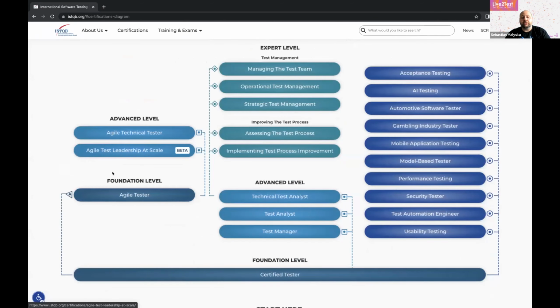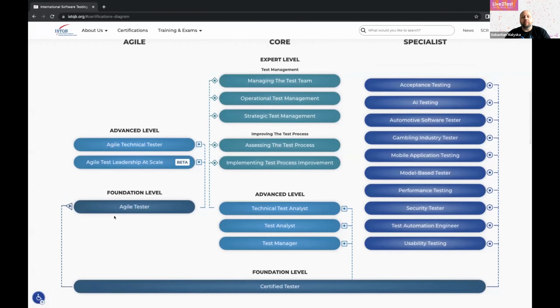Of course, our presentation of the portfolio. So we see again our foundation, which is the basics for everyone. We see three streams: agile, core, and specialist. And we see that in agile we have yet another certificate, which is on the foundation level. Then we have the core, which is probably the most known by you.